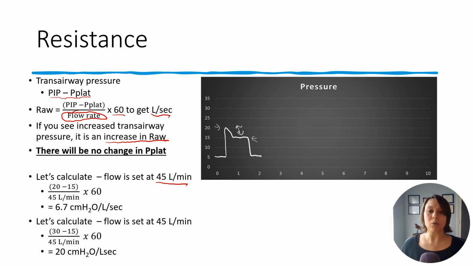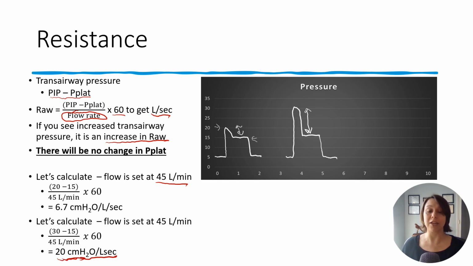So let's calculate it when we have an increase in trans-airway pressure or an increase in raw. So this time my peak pressure is going to go up to 30 centimeters of water, but when I do my inspiratory hold, I'm still going to fall back to 15 because it will not change when it's airway resistance. And then I'll drop back down to 5. When I do my calculation, we'll do 30 minus 15. That is the difference between here and here. And then divide by 45, then multiply by 60. That will give me 20 centimeters of water per liter per second.